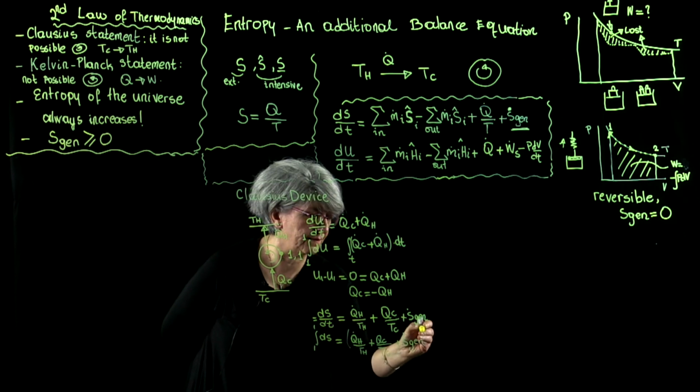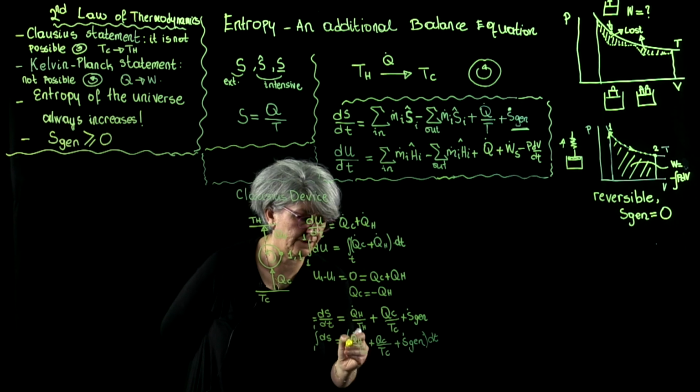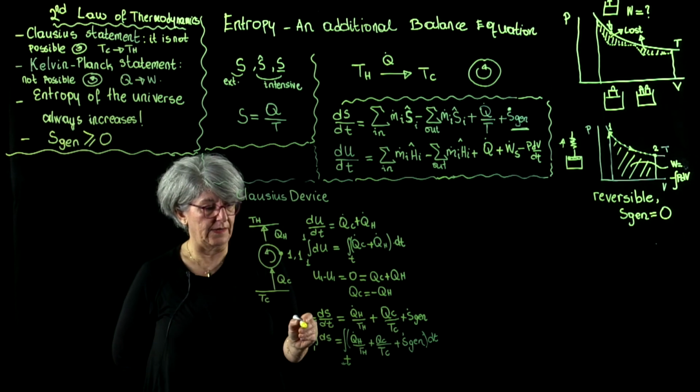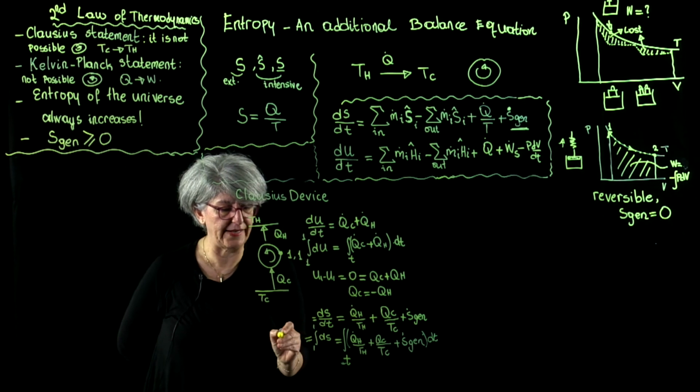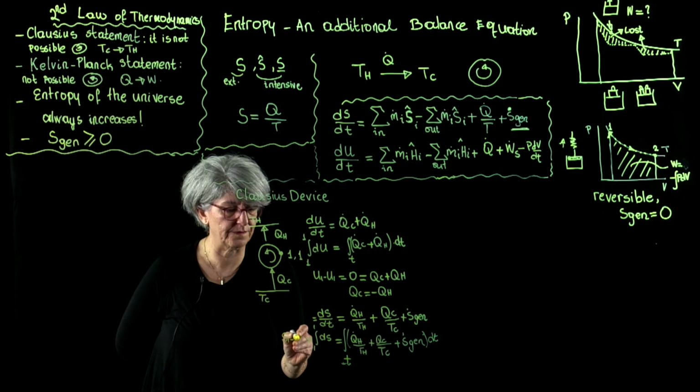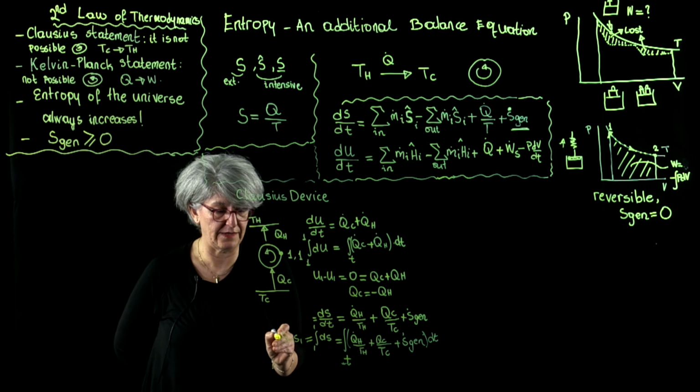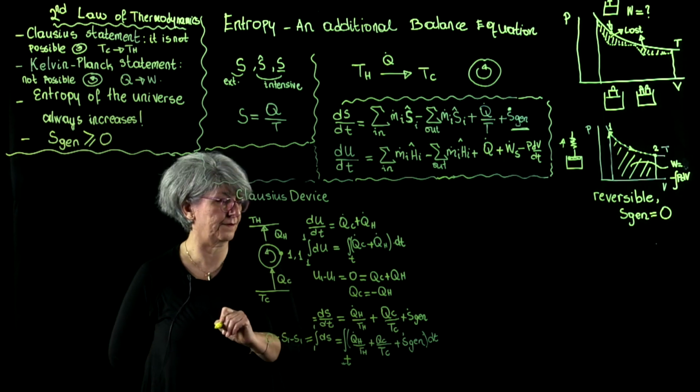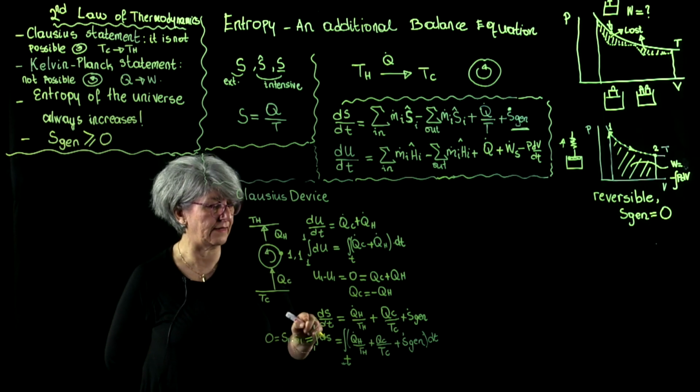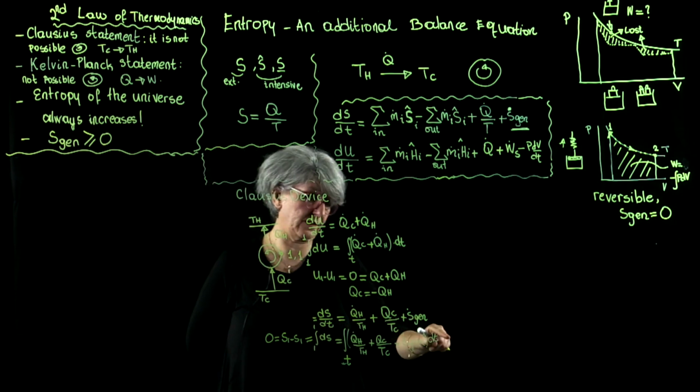Integral, dt, for the total period. This is equal to S1 minus S1, and that is equal to 0. Let's focus our attention on the other side.